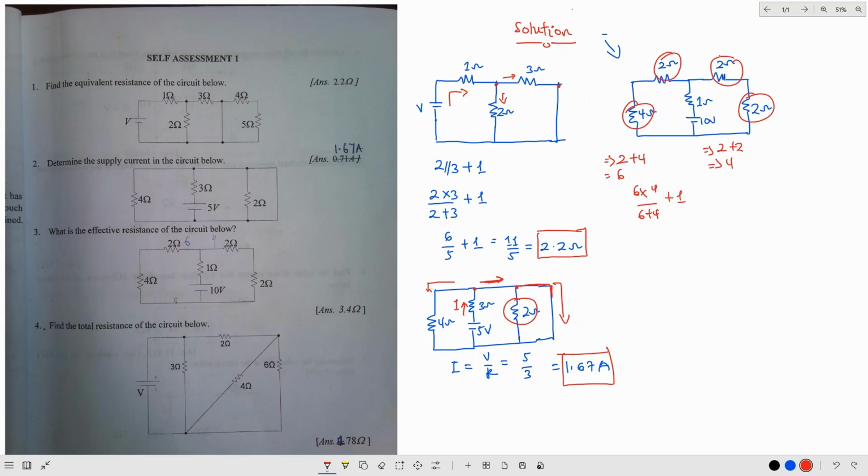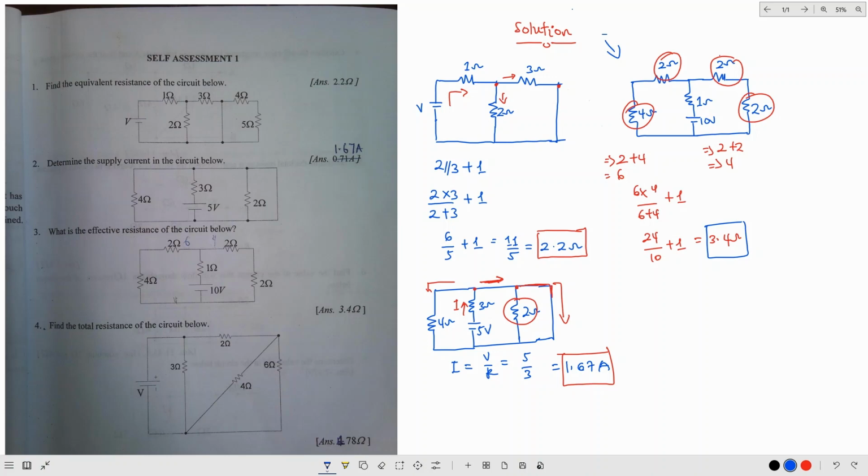So let's simplify that. I'm going to have 6 times 4, which will give us a value of 24, then 6 plus 4, which is 10, plus 1. So then we are going to have 24 on 10, plus 1. And this will give us a value of 3.4 ohms. That's the answer for the third question also.